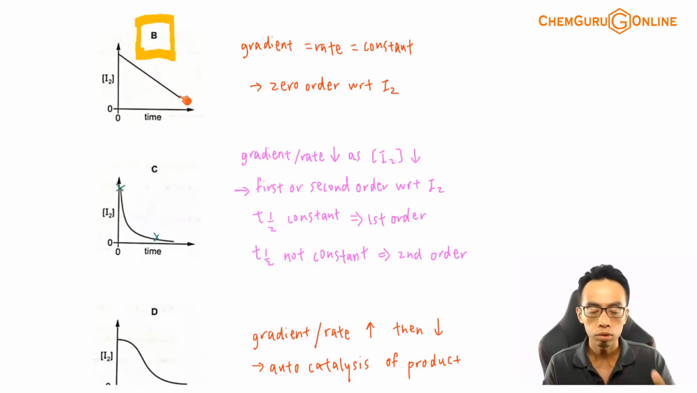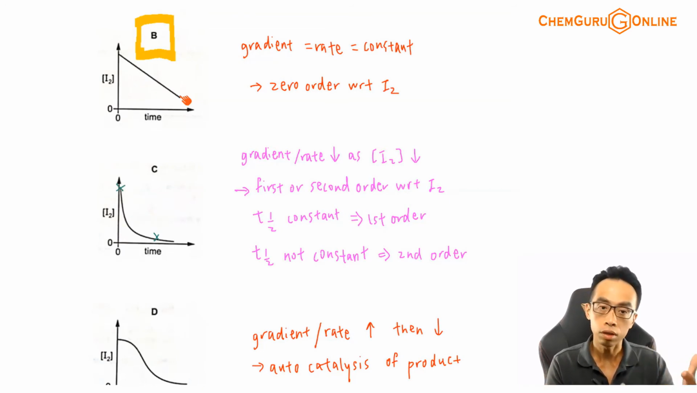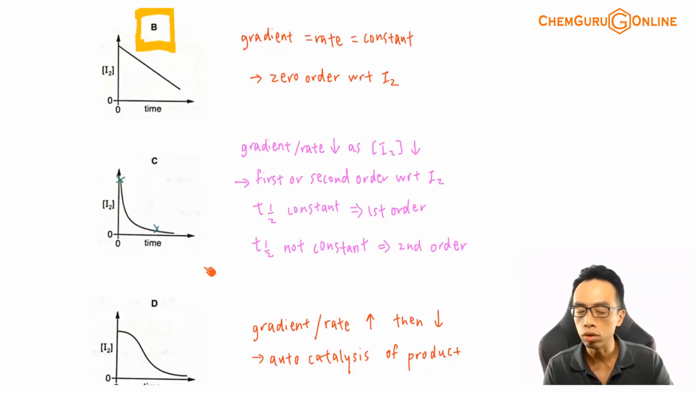So one important component involving kinetics is based on the concentration time graph. Based on the slope or the shape of this concentration time graph, can I deduce the order of the reaction with respect to a particular reactant? So we do need to know that.